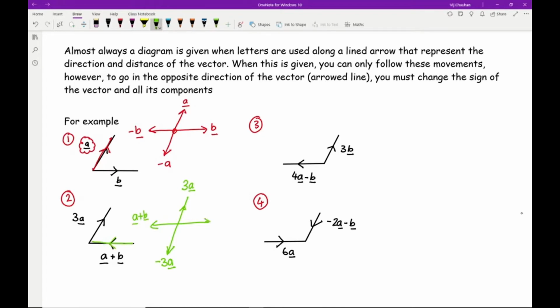So to go right, which is the opposite direction of the arrowed line, I change everything positive into a negative and everything negative into a positive. So to go right, it's going to be minus A minus B, like so.